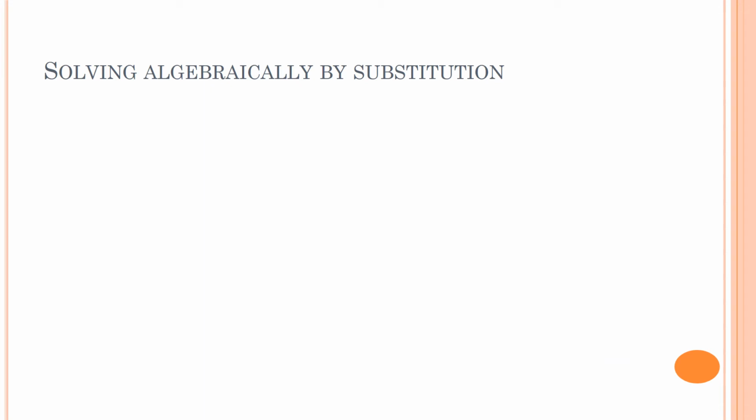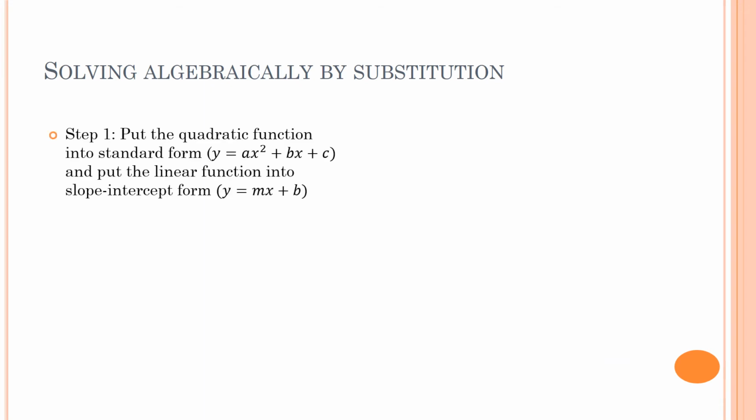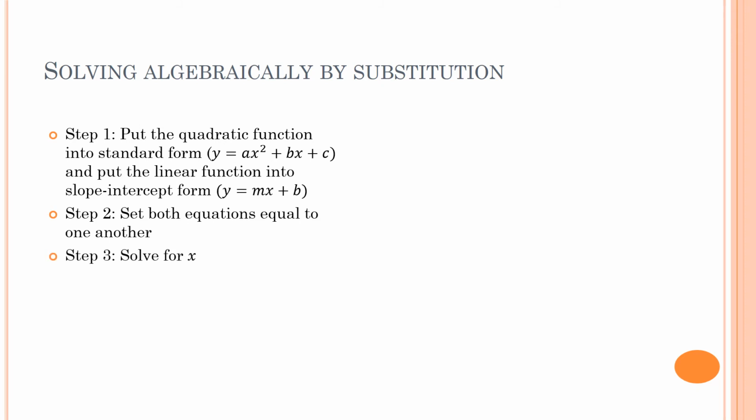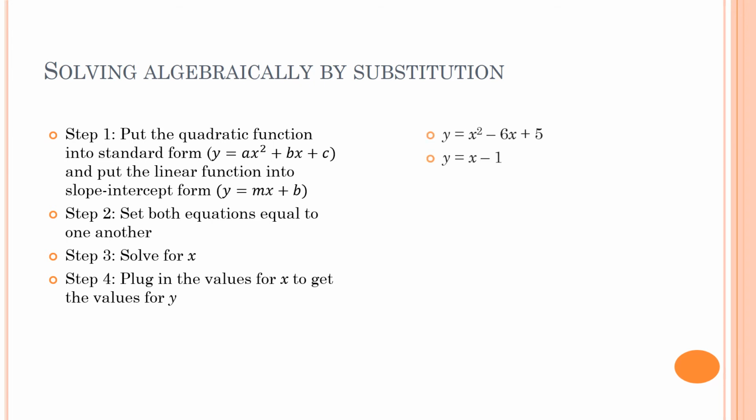Solving by substitution starts the exact same way. You'll still put them into standard form and slope-intercept form respectively. But then you will set both equations equal to one another. You'll be able to do that because they are both y equals. You'll solve for x, and then again plug in the values for x to get the values for y.